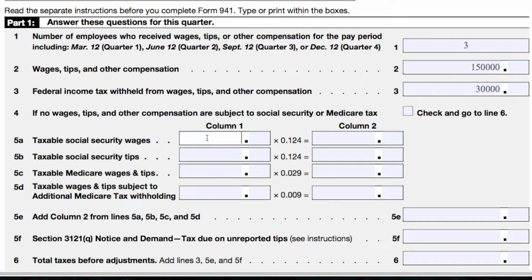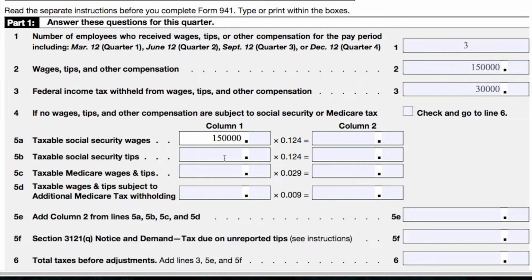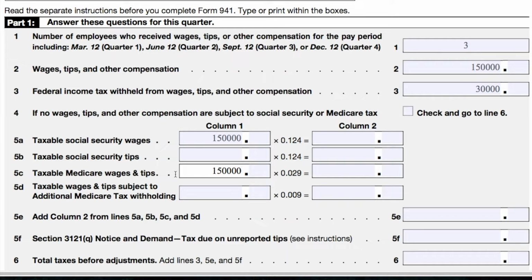In this example, we'll say that all of the wages that ABC Bakery paid are subject to Social Security taxes. So this number is going to match up with what's in line 2. ABC Bakery did not pay any tips to employees. They're a tip-free business, so I'm going to leave line 5B blank. And in line 5C, I'm going to put down the $150,000 again because there's no limit on the wages that are subject to Medicare tax. None of ABC Bakery's employees earned more than $200,000 for the year, so I'm going to leave box 5D blank as well.